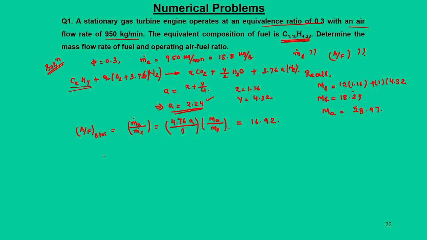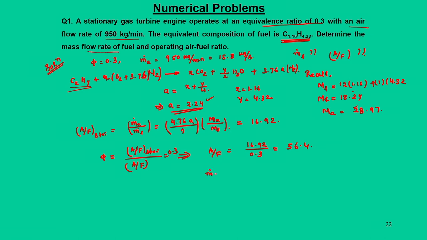16.92, and we know phi, that is A by F stoichiometric by A by F, and this will give you actual A by F, because we have phi is 0.3. So, actual A by F would be 16.92 divided by 0.3. That is, that number is 56.4, but what we require again, the mass flow rate of the fuel.